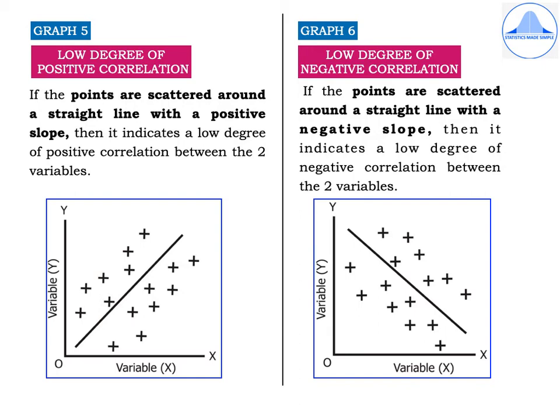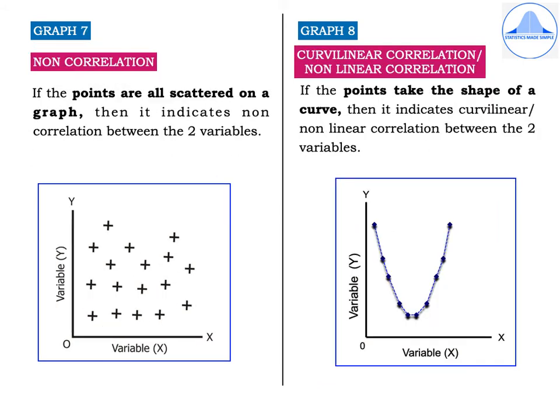Similarly, graph 6 indicates a low degree of negative correlation. If the points are scattered around a straight line with a negative slope, then it indicates a low degree of negative correlation between the two variables. In graph 7, we have non-correlation. If the points are all scattered on a graph, then it indicates non-correlation between the two variables. We see that in graph 7, the points don't have any particular pattern. They are all randomly scattered in the graph, which is an example of non-correlation.